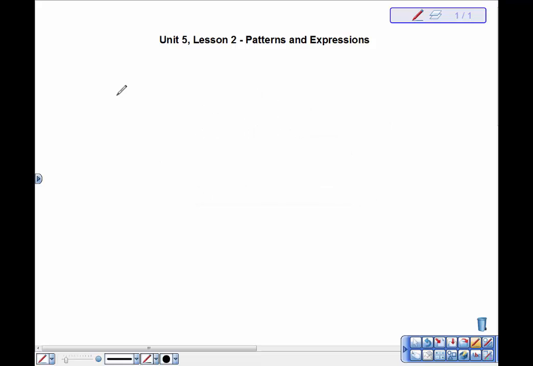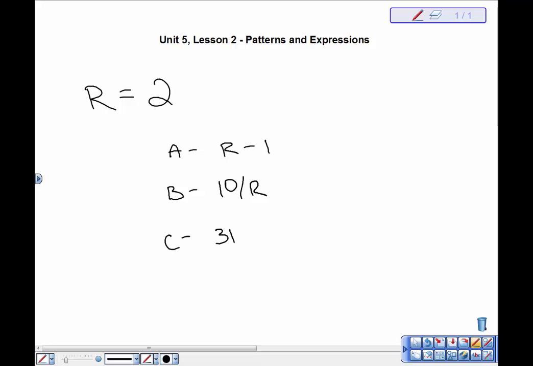What if, I'm going to use r, what if r equals 2? Let's try a couple problems. So let's do r minus 1. Let's do r divided by, let's do 10 divided by r. Let's do 3r, and let's do 20 minus r. So let's figure out what our answers would be if r equals 2.